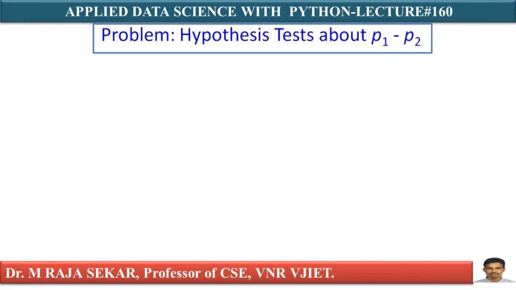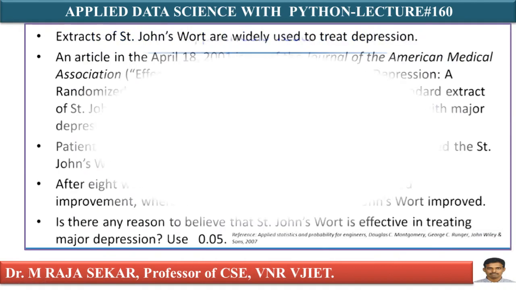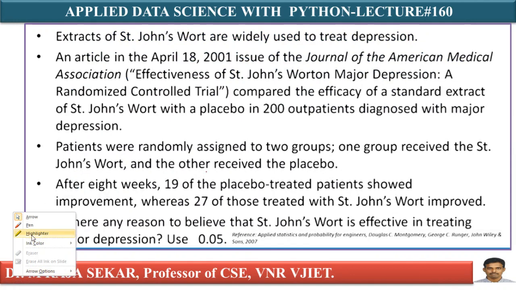What is this problem? Hypothesis test about P1 minus P2. Let me read it. Extracts of St. John's wort are widely used to treat depression. An article in the April 18, 2001 issue of the Journal of the American Medical Association compared the efficacy of the standard extract of St. John's wort with placebo in 200 outpatients.